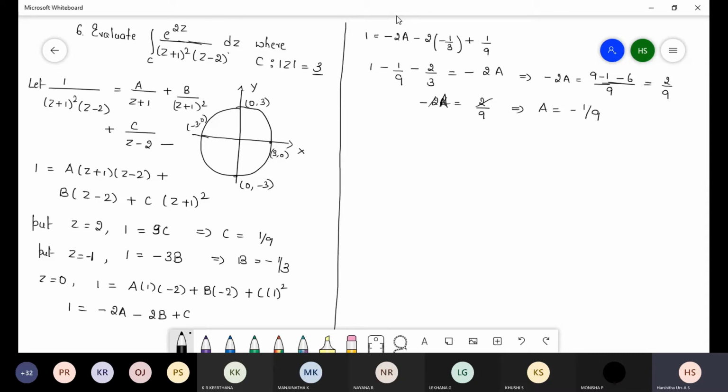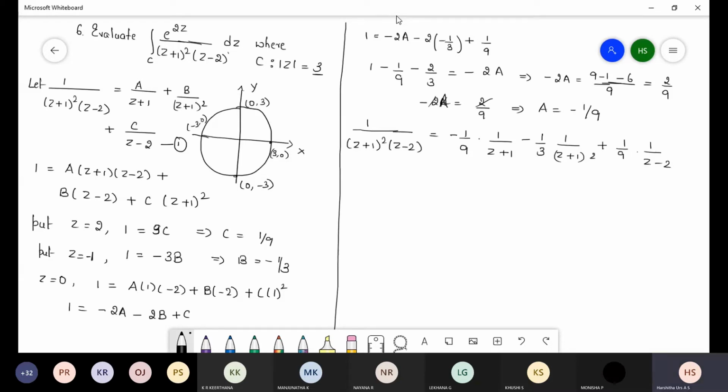Same thing we have to substitute in equation 1. So 1 divided by (z plus 1) whole square into (z minus 2) is equal to minus 1 by 9 into 1 divided by (z plus 1), the b value is minus 1 by 3 into 1 divided by (z plus 1) whole square, and the c value is plus 1 by 9 into 1 divided by (z minus 2).